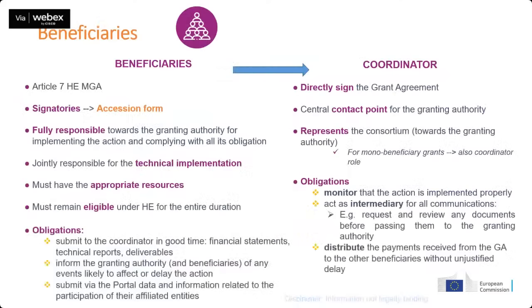And now let's dig in on the type of participants that you will have in your grant agreement. We will start with the most important, the key partners, which are the beneficiaries. You'll find them in Article 7 of the MGA, and they are signatories of the grant agreement.